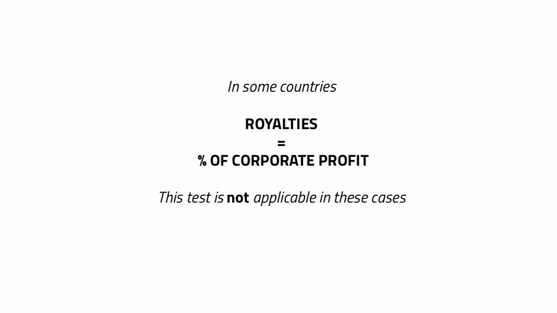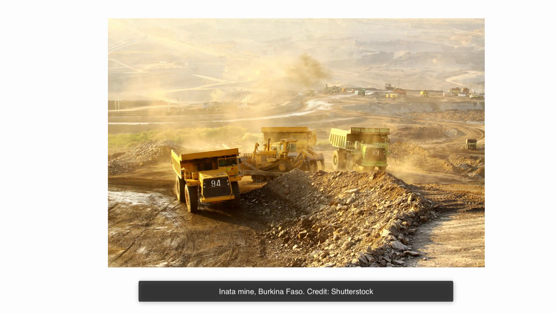Also, sometimes costs such as transportation and processing are deducted from the value of production before the royalty payment is calculated. This is why it's important to try and identify the fiscal terms that apply to the project, which will include this information. We're going to perform our royalty test on Avocet's Inata gold mine in Burkina Faso.